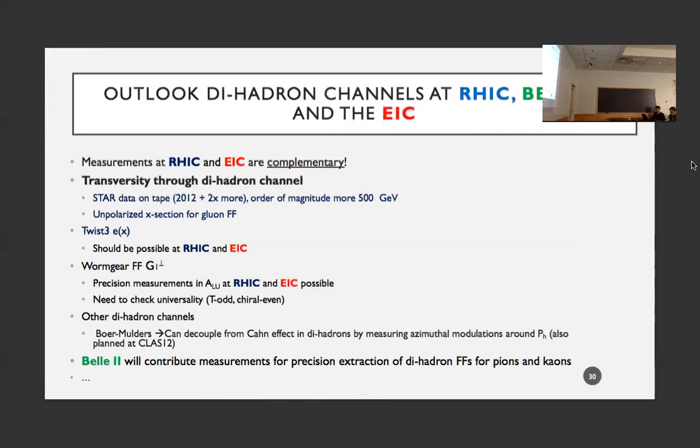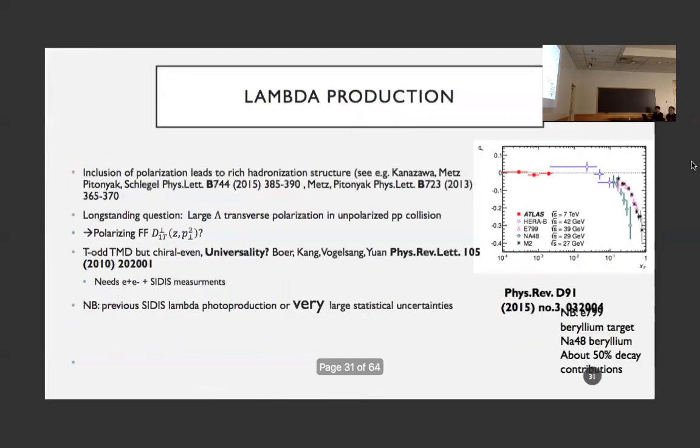The trace-three function should be possible at RHIC and also at EIC, which would be very interesting, basically through dihadron correlation with longitudinally polarized beams. This worm-gear g1 perp similarly should be accessible at RHIC and EIC, and it would be interesting to check universality and so on, because theoretically they are even. There are other dihadron channels, for example Mulders, that you can do. There's some hope that you can decouple a little more from the Collins effects in the single hadrons by measuring a smoother relation around the rho. We also plan to do it at CLAS12, and of course Belle 2 will contribute a lot to the extraction of the dihadron fragmentation functions for pions and kaons.